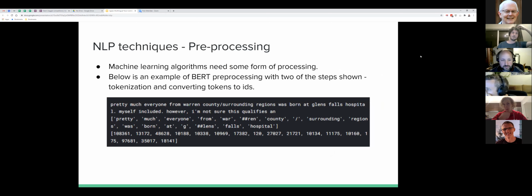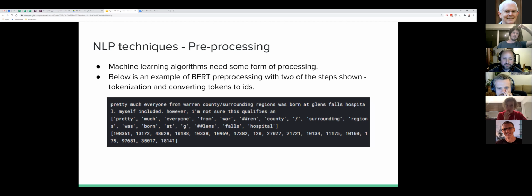So after I looked at the EDA, I just wanted to discuss some of the different natural language processing techniques that I've picked up. Of course, when you put data into a machine learning algorithm, you have to process it in some way. You can't just dump in a bunch of words and hope that it's going to work. Especially for natural language processing, you need to turn the words into numbers basically. The example I've got here is the BERT preprocessor with two of its steps shown, tokenization and then converting tokens to IDs.